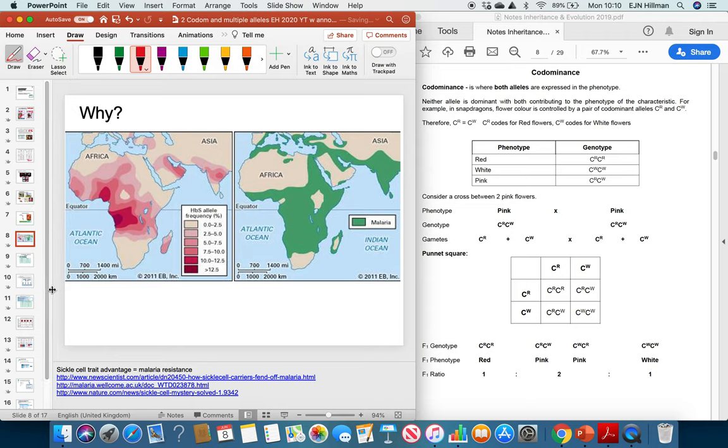So we see with sickle cell, the prevalence or the frequency of that HBS allele, that sickle allele for hemoglobin, is much greater in regions where we find higher prevalence or frequency of malaria. And there is some advantage to possessing a sickle allele in these regions, because the plasmodium, the parasite that causes malaria, has a reduced survival chance with sickle cells.